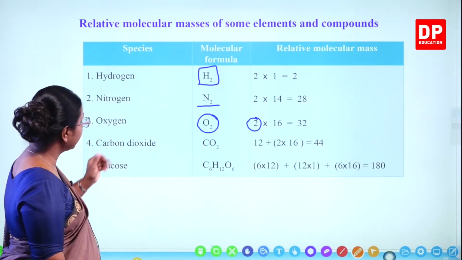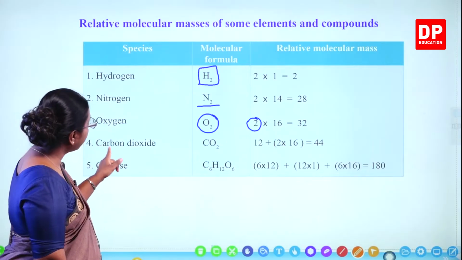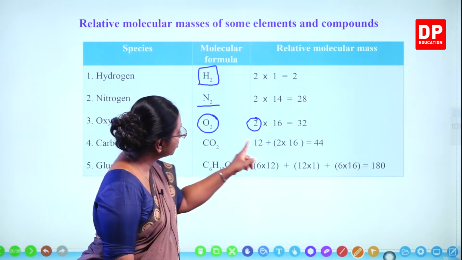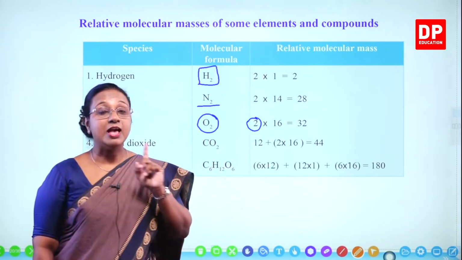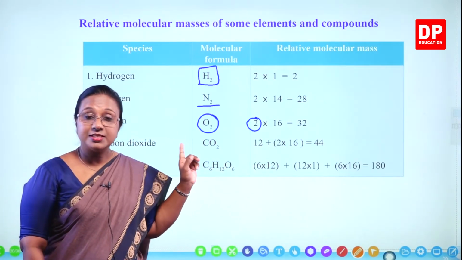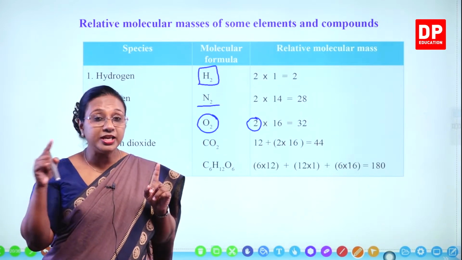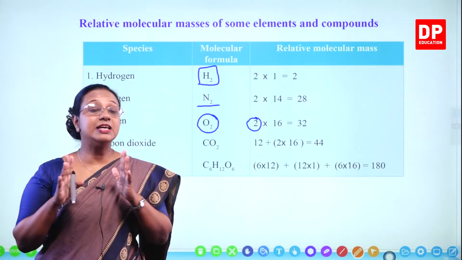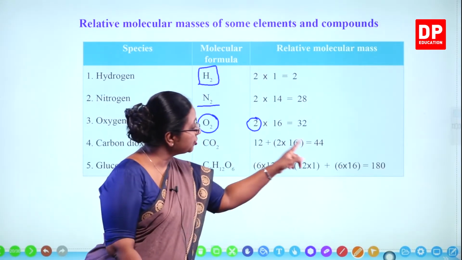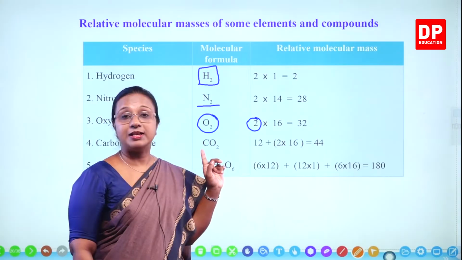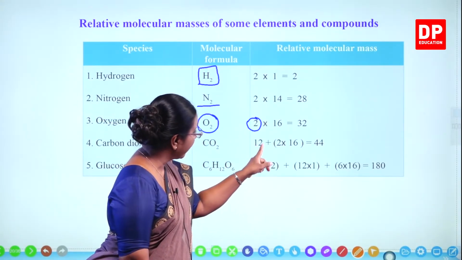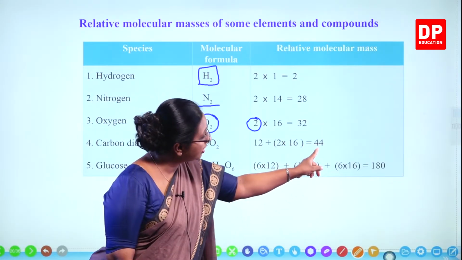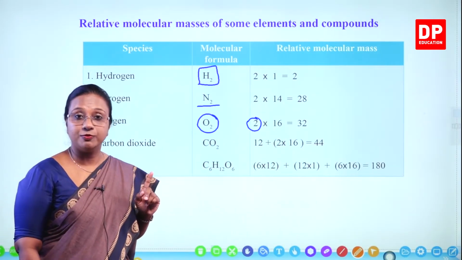The fourth one, what we already calculated, carbon dioxide. So carbon dioxide, there is only 1 carbon, so 12. I told you, because it's the first time, I am showing the number 1, just to show that you have to always consider the number of atoms. But once you are used to it, you don't have to multiply by 1. So 12 plus 2 times oxygen, so 16. Then you get the value as 44.